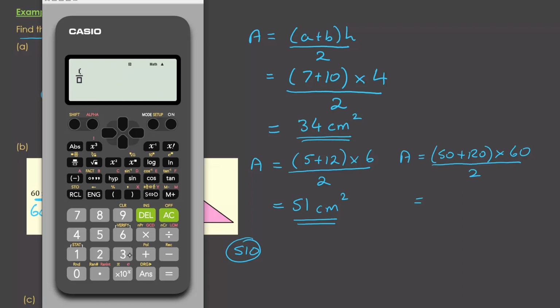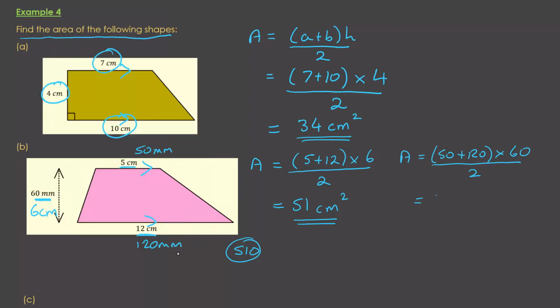So we've got 50, add 120, times that by 60, divide it by 2, and it's actually 5,100 square millimeters, and not 510. And that's because we have to change both a length and a height. So we're actually multiplying by 10 twice, or multiplying by 100 if you like.